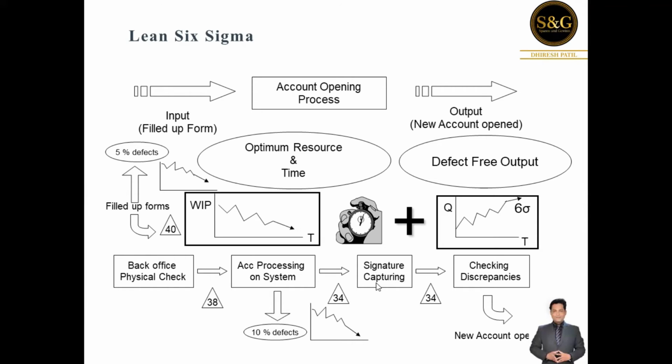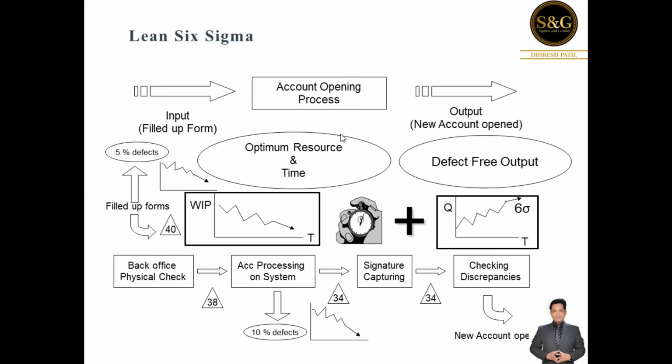Then goes the next step, which is signature capturing. 34 forms are pending there. And again, the next one, which is checking discrepancies, 34 forms are pending there as well. So what Lean does, Lean reduces the WIP. It will attack these 40, 38, 34, and 34. The moment it reduces, it increases the velocity of the flow, the velocity of the material or the forms being passed through this process. It improves the speed of the process as well.